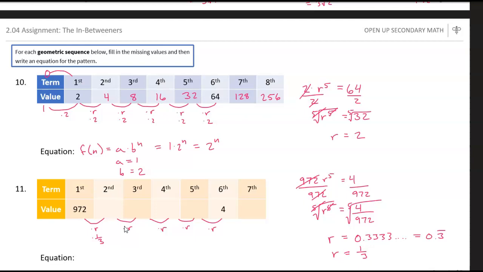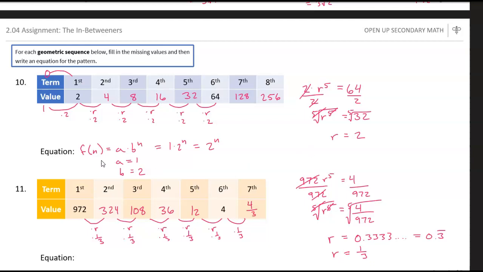Remember, multiplying by 1/3 is the same thing as dividing by 3. So 972 divided by 3 is 324. Multiply by 1/3, that'll be 108. Next one will be 36, multiplying by 1/3. Next one will be 12. And our last one will actually end up being a fraction, but that's okay. 4 divided by 3 is 4/3. That can be our 7th term.